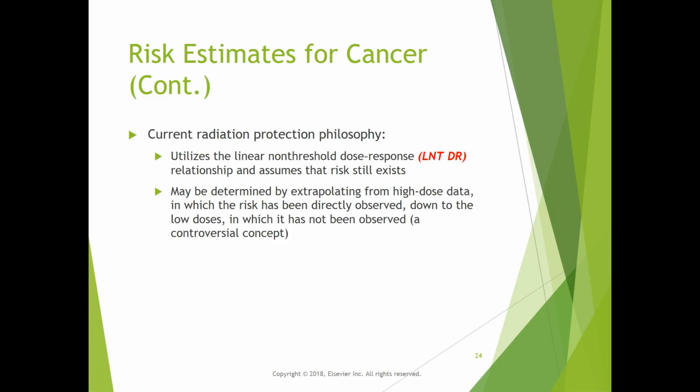Okay, so the current radiation protection philosophy uses that LNT relationship, which assumes a risk still does exist, even though it's hard to directly observe these effects and attribute them to ionizing radiation. So say a radiation field worker does get cancer 30 years after they started in the field. Is that due to exposure to ionizing radiation? It's very, very difficult to blame that on ionizing radiation. It's a very controversial concept.